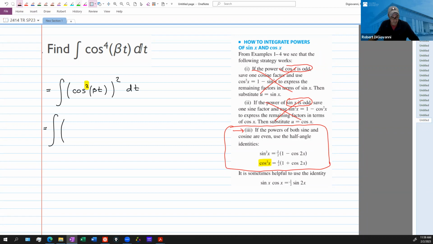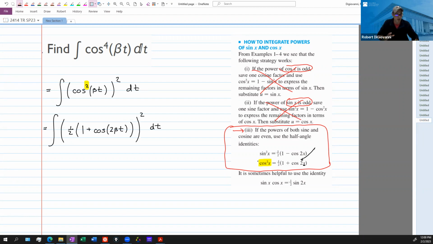The formula says I'm going to have a 1/2, then parenthesis, 1 plus, and then cosine of twice, look at the formula here, double whatever the angle was. I'm going to double whatever the argument was. So I've got a double beta t. So I'm going to have here 2 beta t. Close that. The whole thing squared dt.